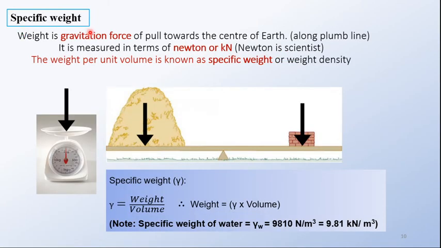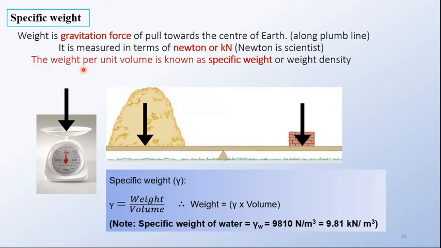Here we'll see specific weight. First of all, what is weight? Weight is gravitational force or gravitational pull towards the center of Earth. Obviously, it is along the plumb line or whatever we refer to as vertical. Weight is always measured in terms of Newton or kilonewton. If we use the capital N, Newton is the scientist, and this Newton is a unit of measurement of force.